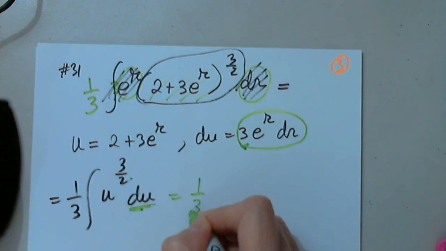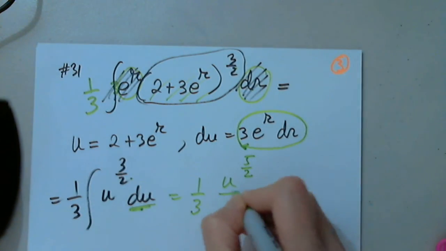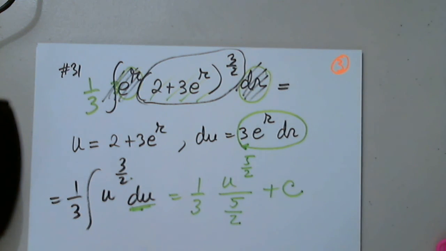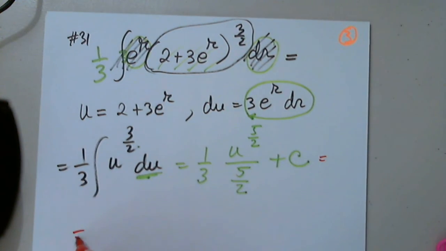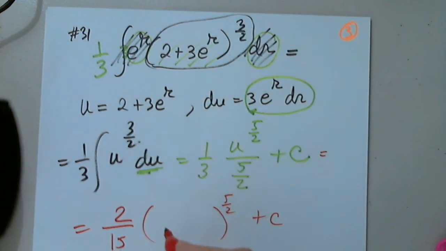So then 1/3 u to 3/2 plus 1, which is 5/2, over the same number plus a constant c. And then I flip, I get 2 over 15. And this is u, but I have to go back to x now, to the power 5/2 plus a constant c, which is 2 plus 3 e to r.